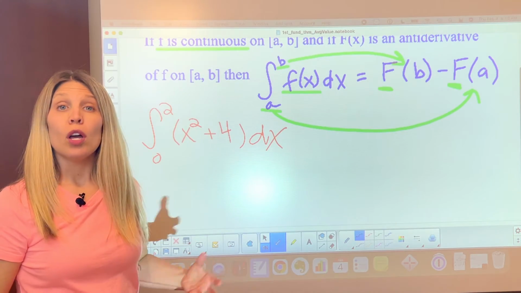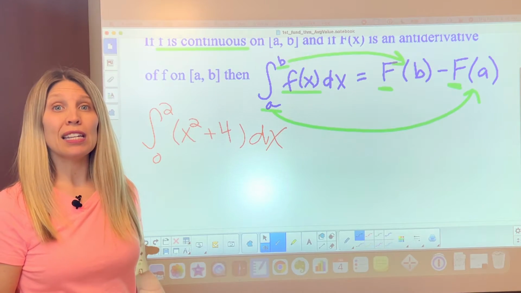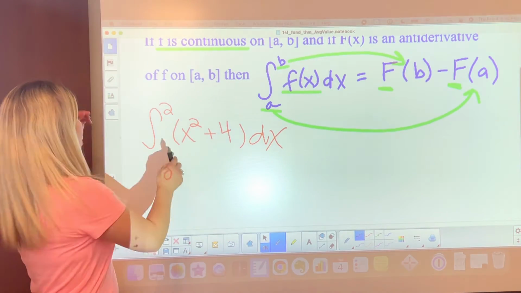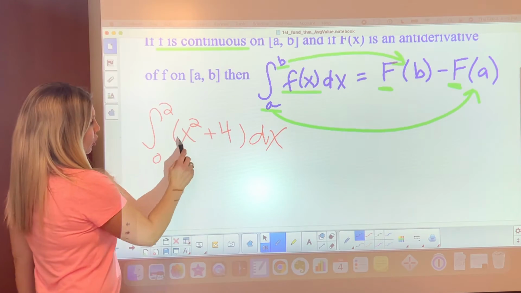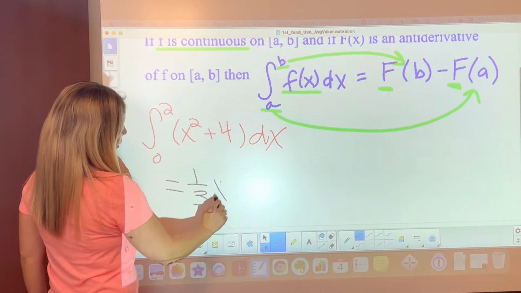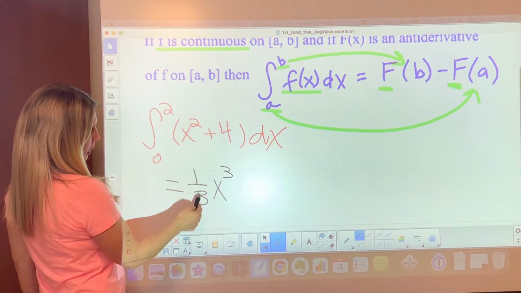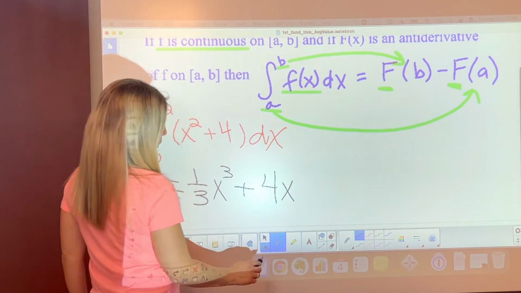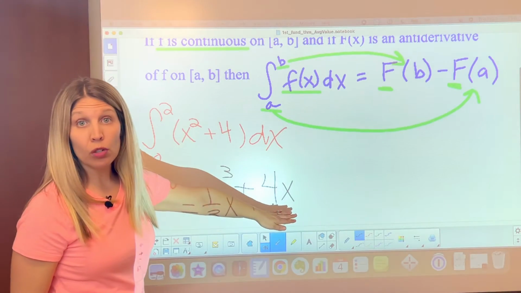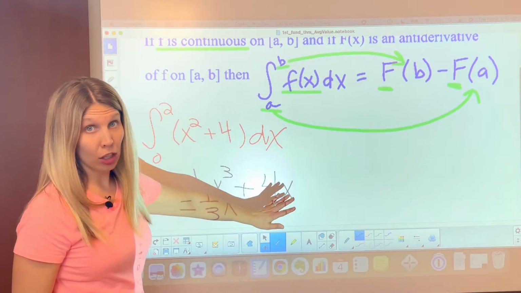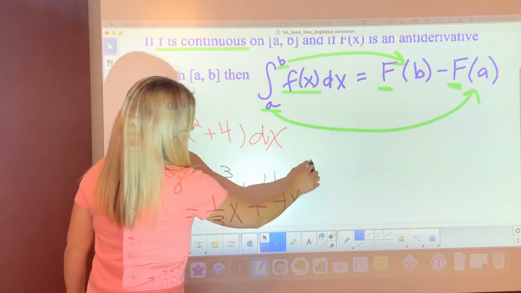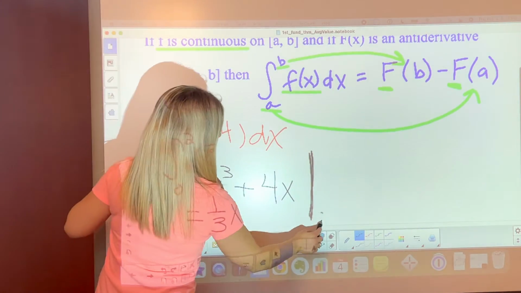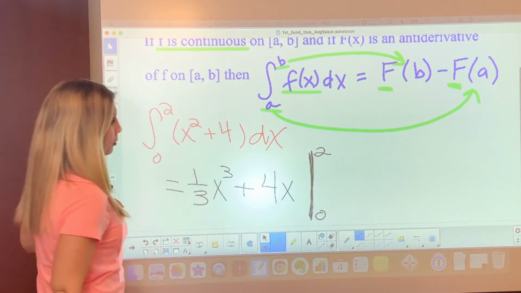Here's our example. The first thing you have to do is take the integral or find the antiderivative of this problem. So what we're going to do here, you're going to add an exponent and put 1 over that new exponent here. Plus 4 is going to get an exponent. Now usually here is where we add that plus c. We're not going to do that this time. Now we're going to do a bar like this. This means evaluate from 0 to 2.